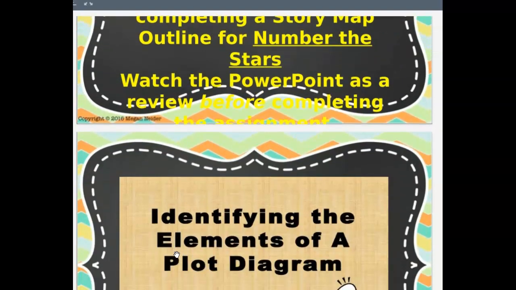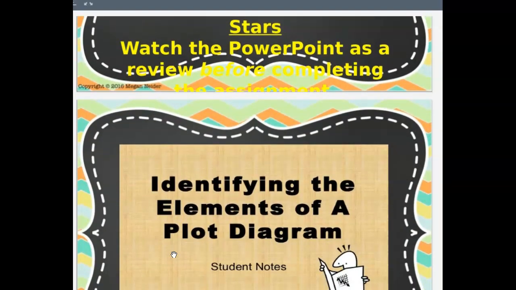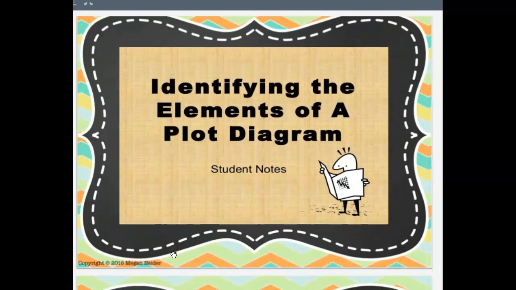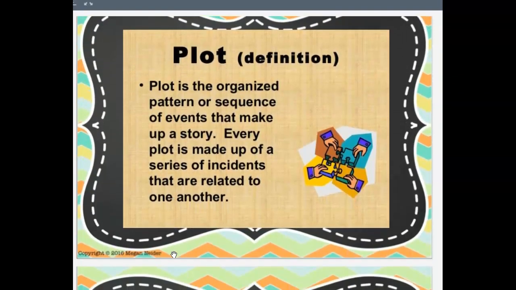So we've talked a little bit about this. We introduced it before. There are certain elements of a story, and we call all of those events of the story a plot. And we can actually diagram that and make it something visual. So here's some notes for you to follow. The actual definition of plot is the organized pattern or sequence of events that make up a story.